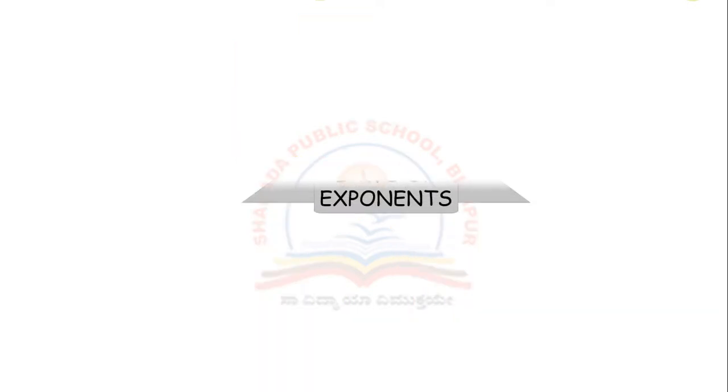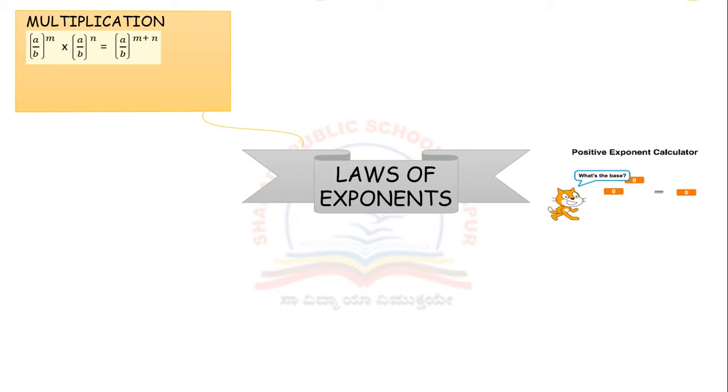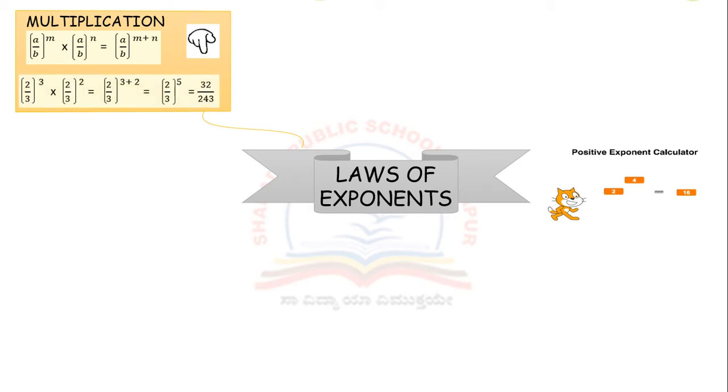Let us now learn the rules or laws of exponents. Multiplication rule. A by b to the power m into a by b to the power n is equal to a by b to the power m plus n. Look at the example. 2 by 3 to the power 3 into 2 by 3 to the power 2 is equal to 2 by 3 to the power 3 plus 2, which can be written as 2 by 3 to the power 5, that is equal to 32 by 243.